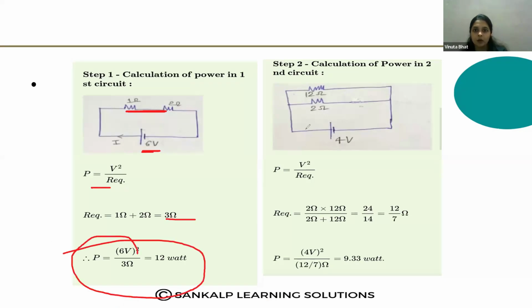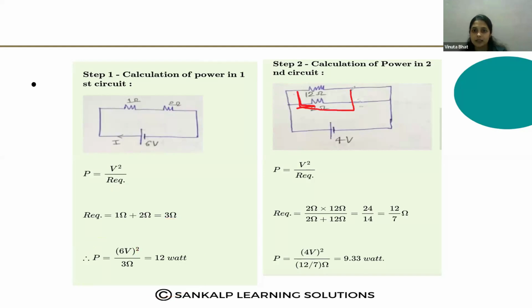When two resistors are connected in parallel with the 4-volt battery, you can find the total resistance, that is 12/7 ohm. And when you apply the V square by R formula, that is 9.33 watt. So the correct power is 9.33 watt.